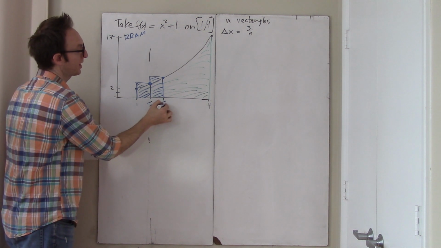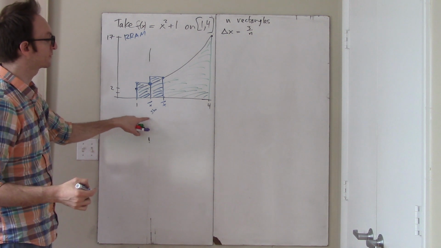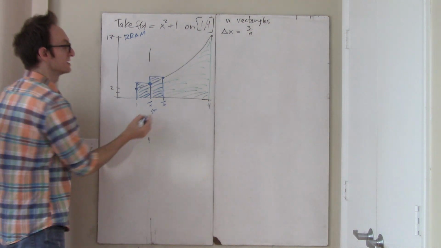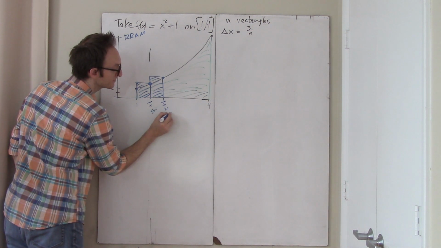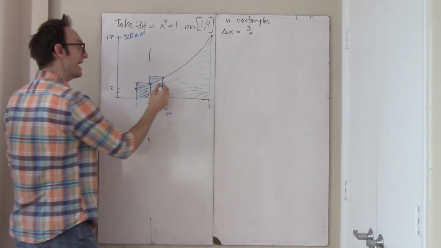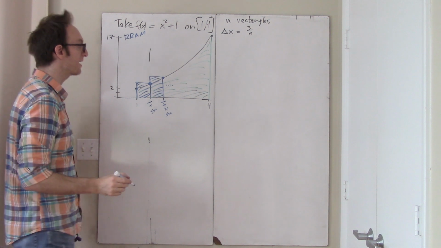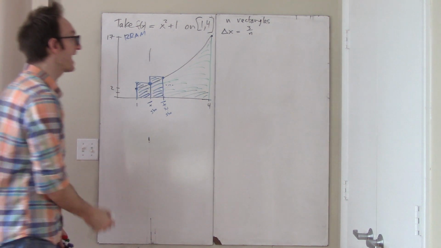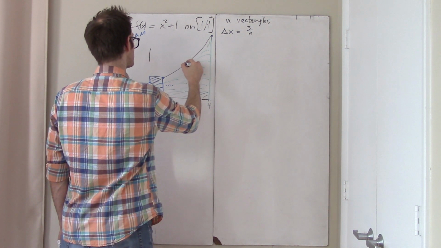Well, now it's 1 plus. Now I've moved over by 3 over n twice. So I'm going to call that 2 times 3 over n for clarity. And now, skipping ahead, I'm going to get to the ith rectangle.